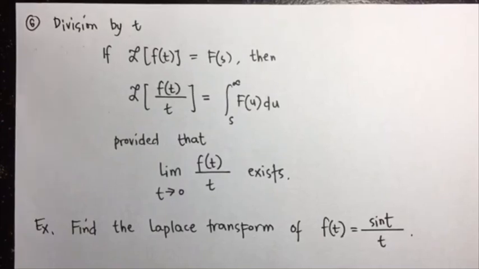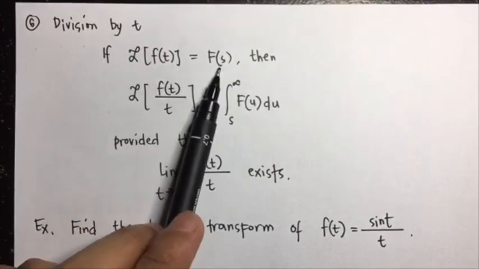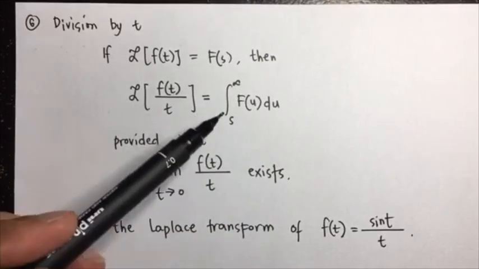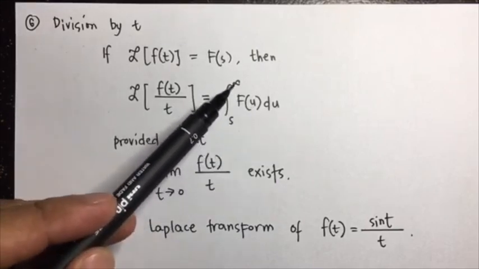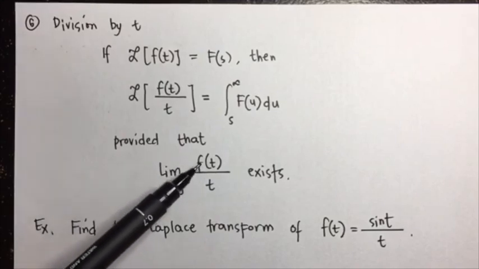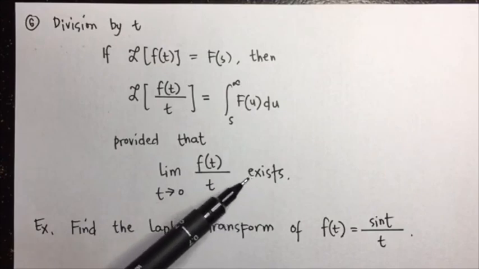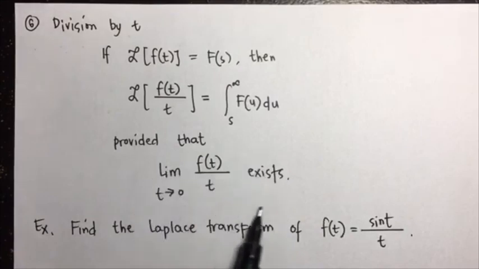Okay, so hi. For this video, we will be discussing another property of Laplace transform, which is the division by t. Theorem: if the Laplace transform of f(t) is equal to F(s), then the Laplace transform of f(t) divided by t is equal to the integral of F(u) du from s to infinity, provided that the limit of f(t) divided by t as t approaches 0 exists. So this can only be applied if the limit exists.